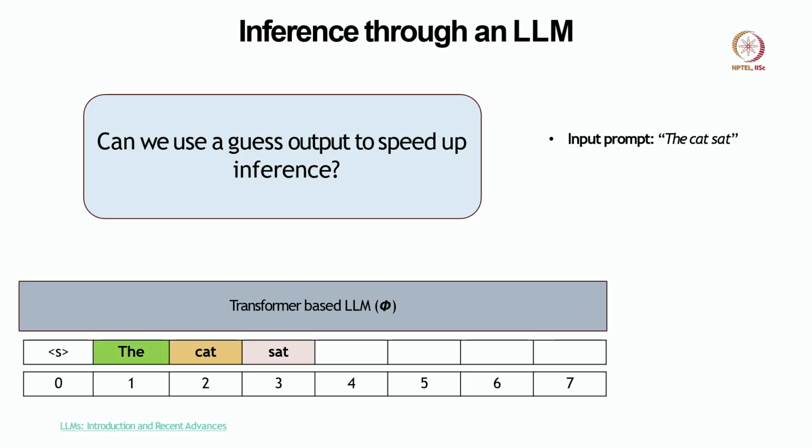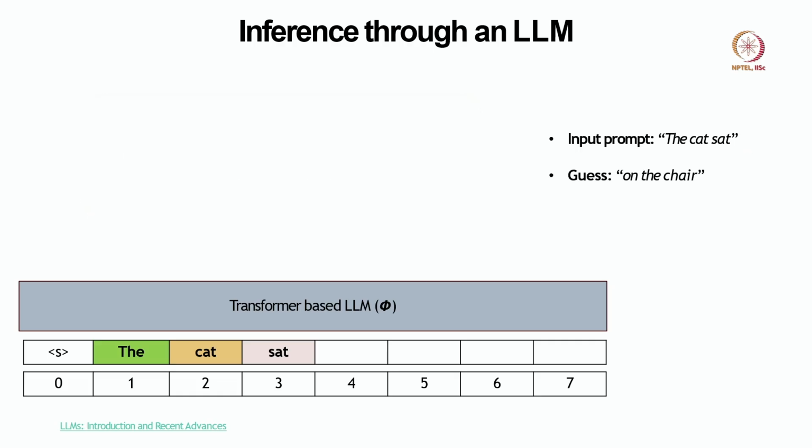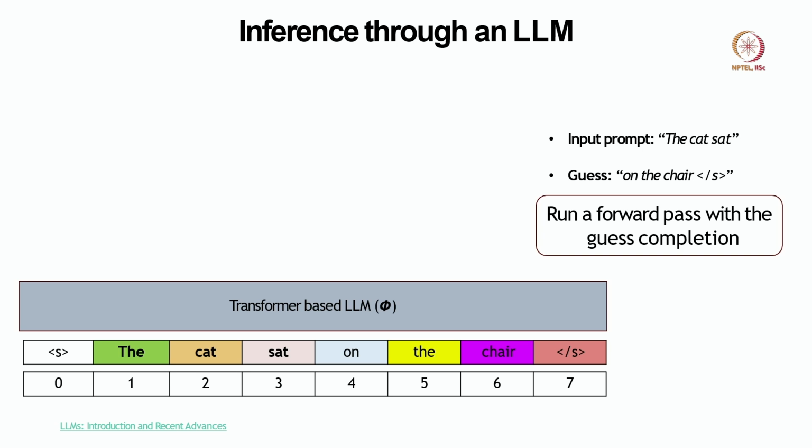So let's say instead of generating a token, we can guess a token, or we can guess multiple tokens, okay. Now how can we guess? We will come to that magic later. Again, let's say the input prompt is "the cat sat", and then we guess that the next tokens will be "on the chair". Somehow, from somewhere, we got the guess, right. Now we have to run one forward pass with the guessed completion.